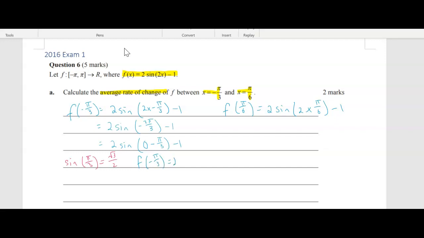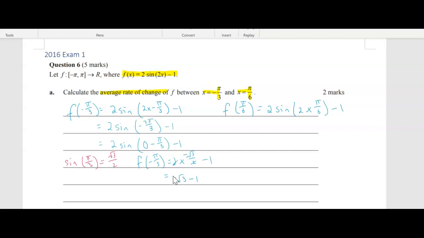All right, so we've got 2 times now root 3 on 2 minus 1. All right, sorry, we should have that as a negative because we're looking at sine in the negative. So 2 times negative root 3 on 2 minus 1. So those 2's actually cancel out. So we've got negative root 3 minus 1.